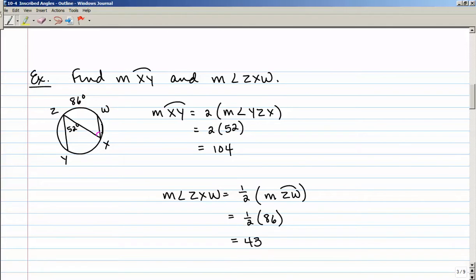So it's going to take a little practice to recognize the angle and the arcs they intercept. Maybe I'll draw over those a little bit. So we have this 52-degree angle here, and the arc that it's intercepting is this right here. Remember, it might help to think of it as the pizza crust. Angle ZXW is this little angle here, and the arc that it intercepts is this 86-degree arc out here.